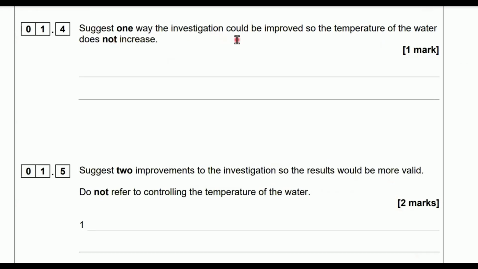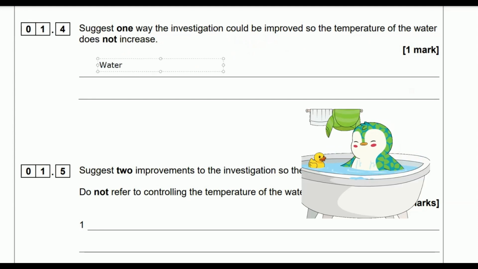1.4 suggests one way the investigation could be improved so the temperature of the water does not increase. What's the piece of equipment we can use to keep the temperature stable? And you should know the name. If you don't, this is something to put on a flashcard. It is a water bath.